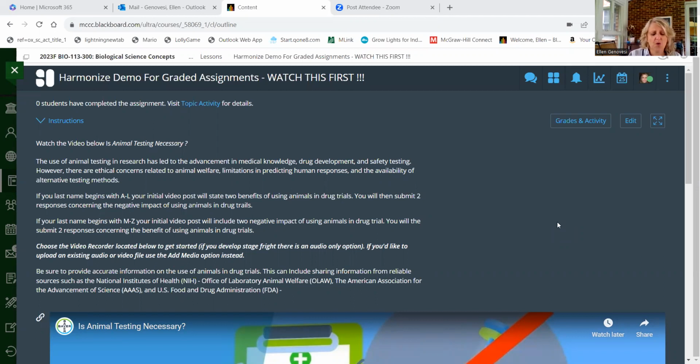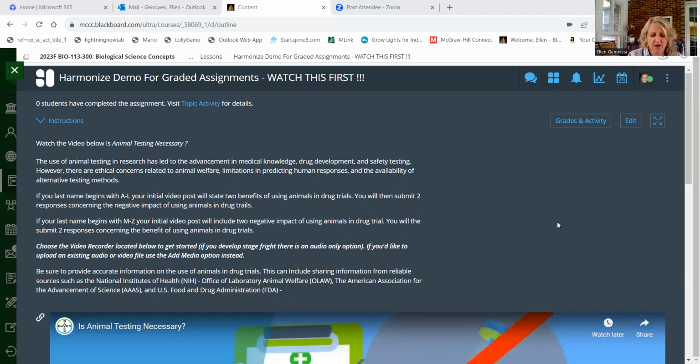Please refer to the course syllabus located under the syllabus tab on the left for the discussion board requirements and grading criteria. Your first Harmonize discussion board post is really easy. You're going to do an introduction, a little bit about yourself, and answer one question. The following demonstration will provide you with some information concerning the requirements for the graded forums.